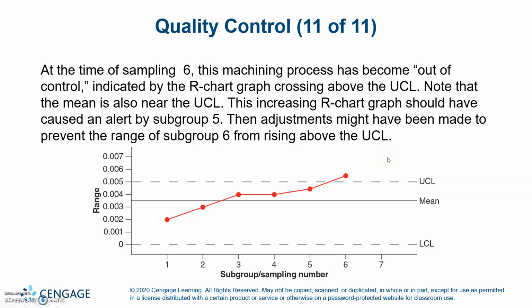At the time of sampling 6, this machining process has become out of control, indicated by the R chart graph crossing above the UCL. Note that the mean is also near the UCL. This increase in the R graph should have caused an alert by subgroup 5. Then adjustments might have been made to prevent the range in subgroup 6 from rising above the UCL. So pretty much it's saying if you use these control charts and you see a trend of it going one way or the other, you can stop it before it goes out of tolerance.